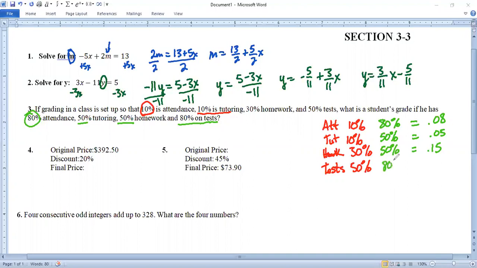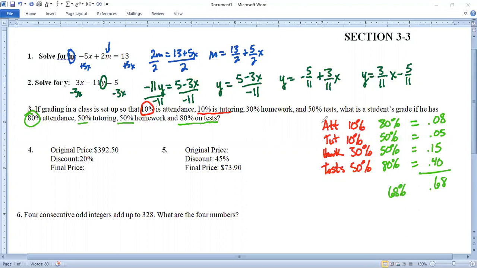Let's see what this does to his grade. 80% of that 50%, 0.8 times 0.5 is 0.40, so 0.40. Let's add these up and see what his grade is. We have 40, 55, 68. 0.68. So he ends up with a 68% in the class, which is a D+.